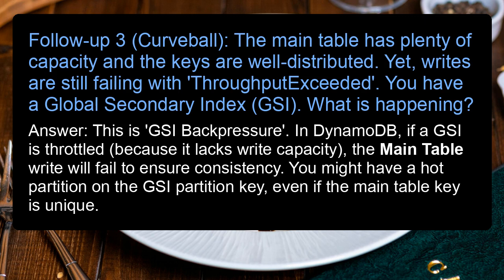Follow-up 3. Curveball. The main table has plenty of capacity and the keys are well distributed. Yet, writes are still failing with throughput exceeded. You have a global secondary index, GSI. What is happening?